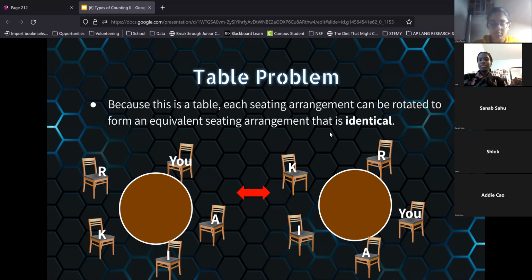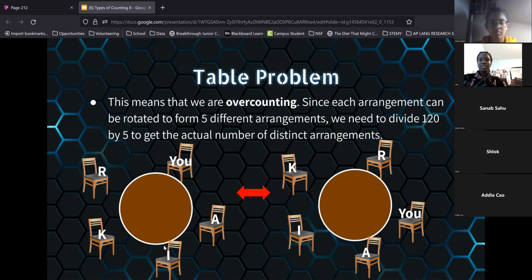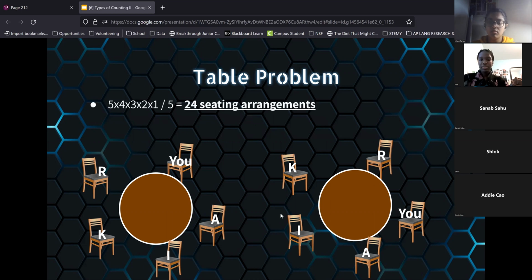Because this is a table, each seating arrangement can be rotated to form an equivalent seating arrangement that is identical. As you can see in the picture, even though they aren't technically in the same seat, it's the same since you just rotated it. So using 5 factorial is overcounting. Since each arrangement can be rotated to form 5 different arrangements, we can divide 120 by 5 to get the actual number of distinct arrangements. So the actual number of seating arrangements is 24.